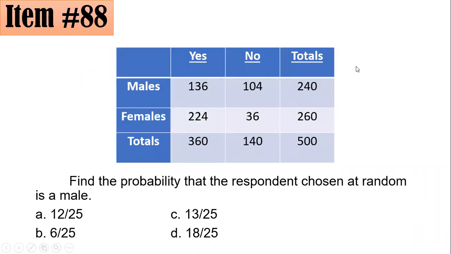88. Okay, so take a look at this matrix here. It's understood, no, that there are 136 males said yes, 104 males said no, and there are a total of 240 males. 224 females said yes, 36 females said no, and the total number of females is 260. There are 360 who said yes in all, 140 who said no in all, and there are a total of 500 respondents all in all. Find the probability that the respondent chosen at random is a male. 12 over 25, 6 over 25, 13 over 25, or 18 over 25.